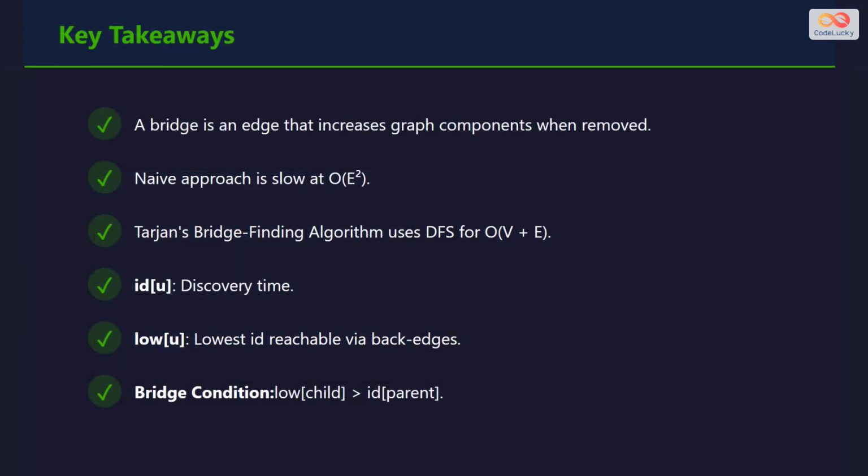To summarize, a bridge is a critical connection that disconnects the graph. We solve this efficiently using DFS by tracking discovery times and low link values. If a child node cannot reach back to its parent or higher without the direct edge, that edge is a bridge.